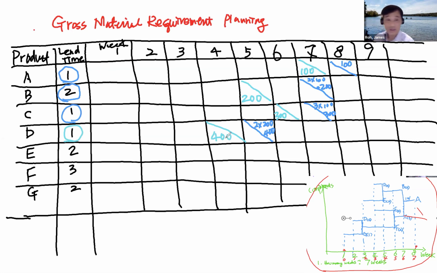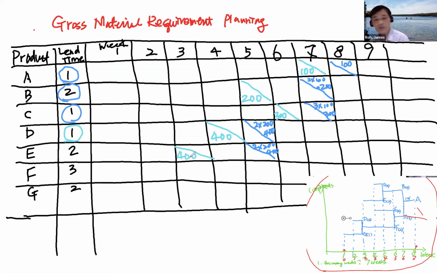And what about the other things? So we have E. We know that 2 units of them are required at week 5. So let's go there. So 2 times 200 is 400. And it takes 2 weeks. Therefore, the order date has to be here, 400.